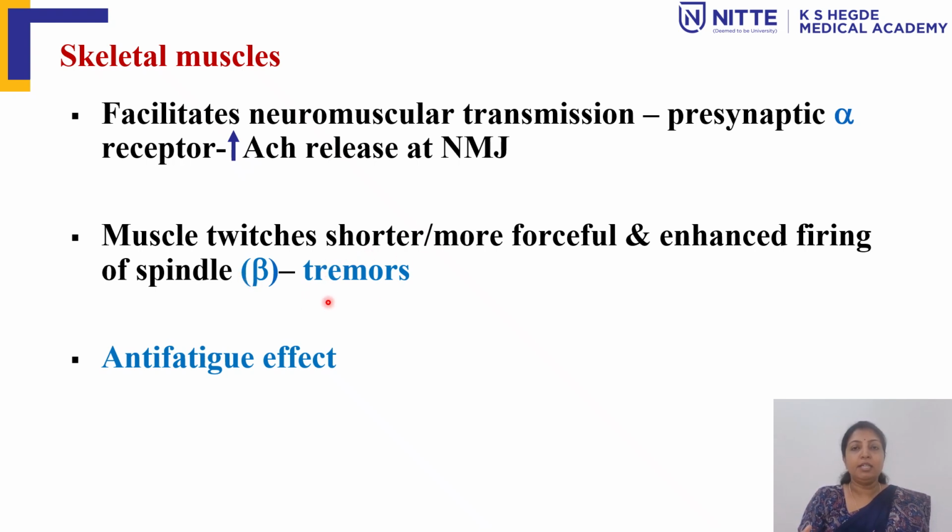Beta receptors are more prominently seen in skeletal muscles than the alpha. Beta 2 receptors are most prominently seen rather than the alpha receptors. So there will be muscle twitches which will be shorter and more forceful, and there is enhanced firing of the spindle, which can lead to tremors. And also, because the beta receptors are more, there will be vasodilatation and more blood flow to the muscles, which has an anti-fatigue effect.